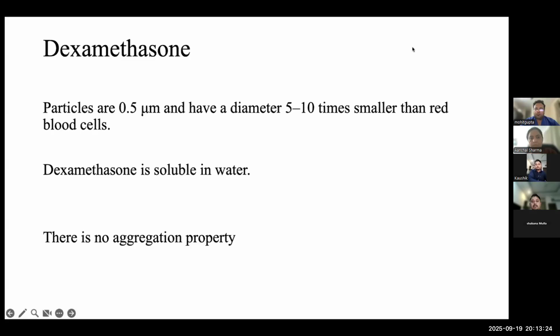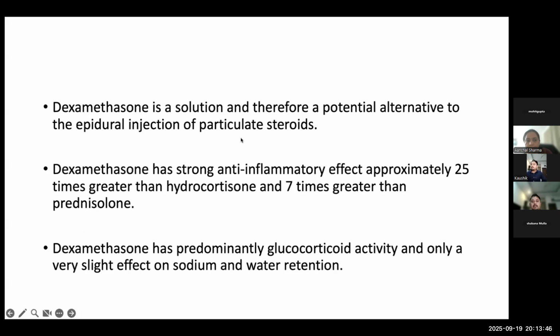The particles of dexamethasone are 0.5 micrometer and have a diameter which is 5 to 10 times smaller than RBCs. Dexamethasone is soluble in water with no aggregation property. So it is a solution, and hence it is a potential alternative to the epidural injection of particulate steroids.